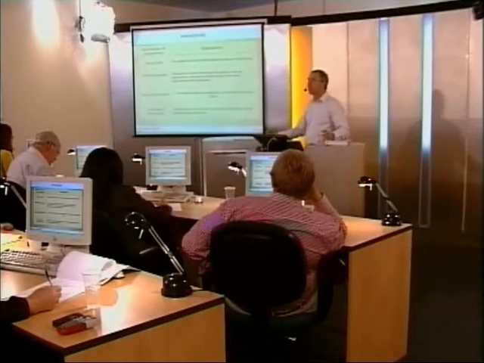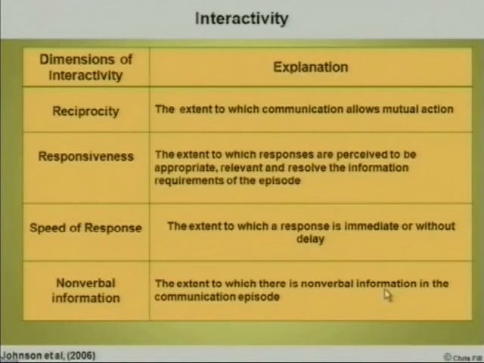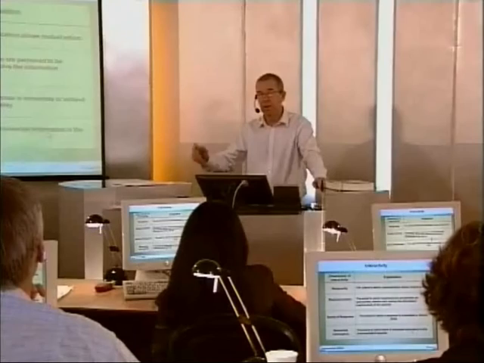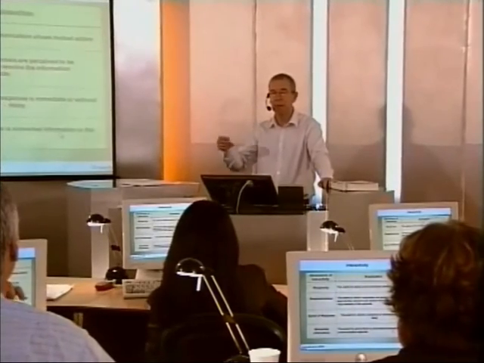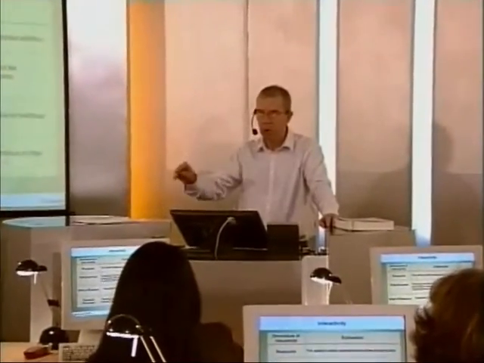Interactivity is starting to be researched in much more detail, and I've chosen the work of Johnson et al. here, who list out 4 dimensions of interactivity. We've got reciprocity, responsiveness, the speed of the response, and the exchange of non-verbal information in an interaction. I'm not going to go into the detail associated with the dimensions of interactivity because that's beyond what we need to do today. But I do want to raise to the surface ideas about interaction. It's not a linear perspective of interactivity. It's much more complex. And the more we understand about these dimensions, the more likely we're going to be successful with our communication activities.